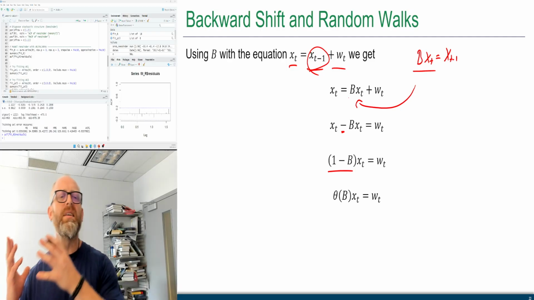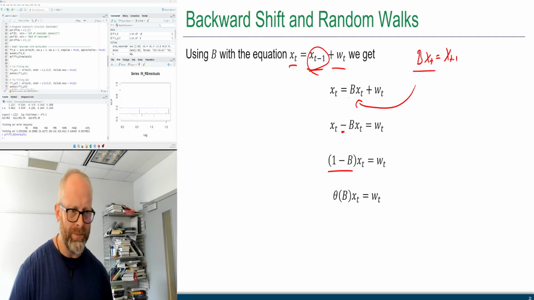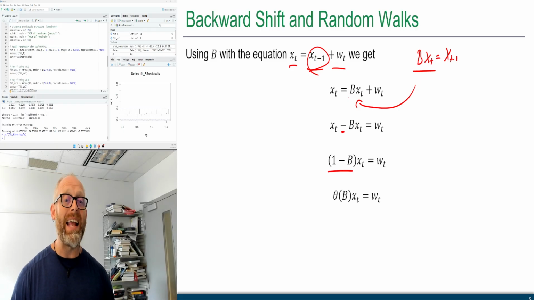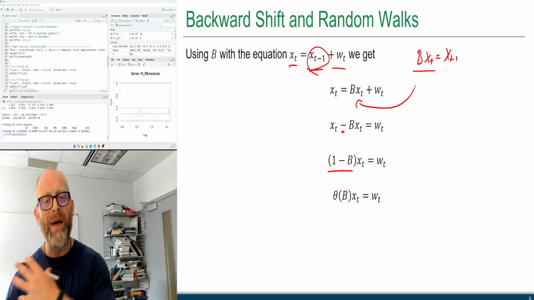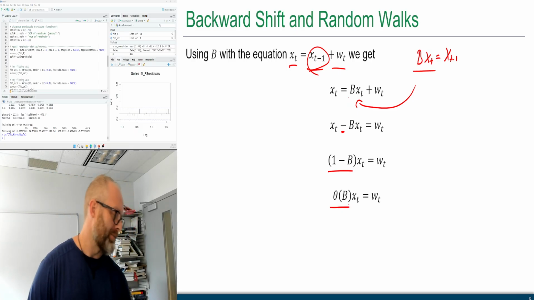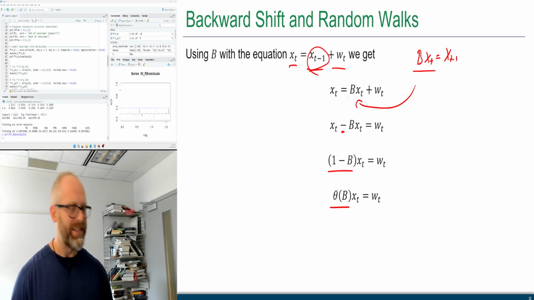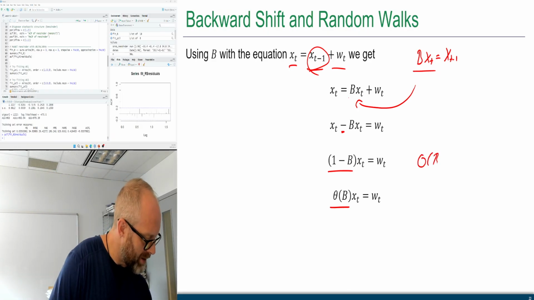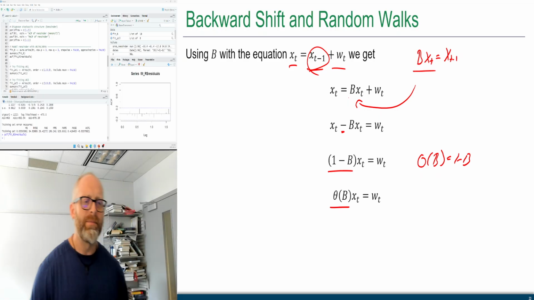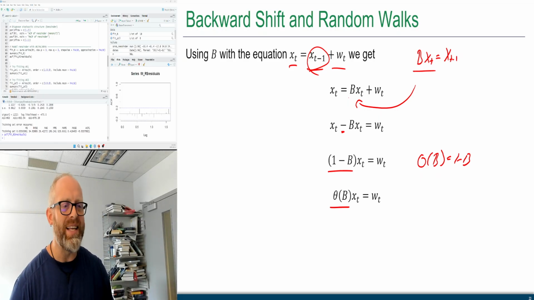Now again, b is a backward shift operator, but I could write this like a variable. So I have a function in terms of this backward shift operator, and I'm going to call this theta of b. In this case, that is just 1 minus b. So some function of b applied to x of t is going to equal w sub t.